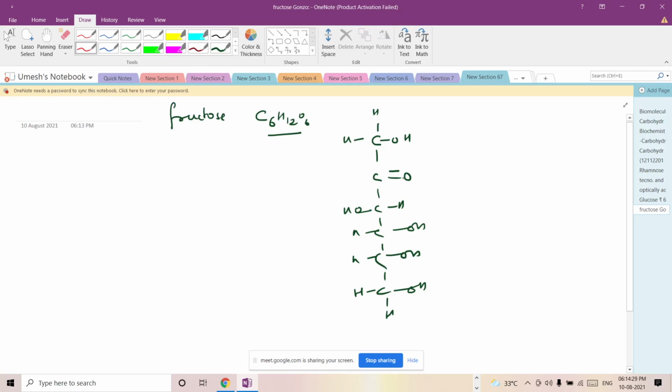It's a fructose. It's a ketonic group. It's a polyhydroxy. And this is a chiral carbon atom. There are three chiral carbon atoms here. This compound is called fructose.